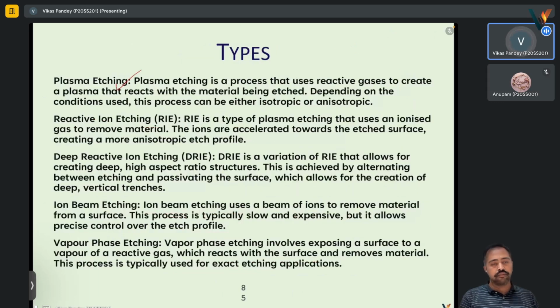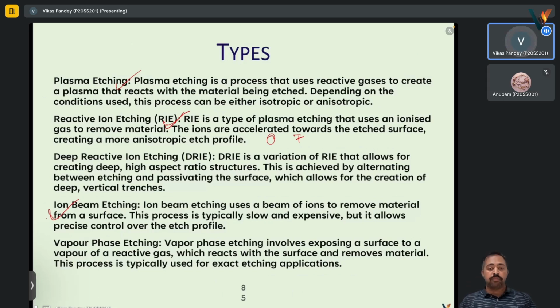As I said, plasma etching is where plasma is used, and reactive ion etching is where reactive ions, like oxygen or fluorine, can be used for the etching. Deep reactive ion etching is a variation of reactive ion etching that allows for creating deep high aspect ratio structures. It is simply done by etching and passivation, etching and passivation. Then there are other modifications of these, like ion beam etching, where ions are used in the form of a beam to etch out a specific area. It is very slow and expensive, as it is like writing one point at a time. It is software controlled, but it has very precise control over the etch profile.